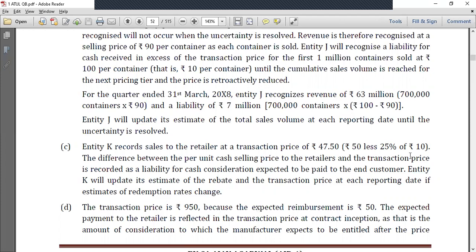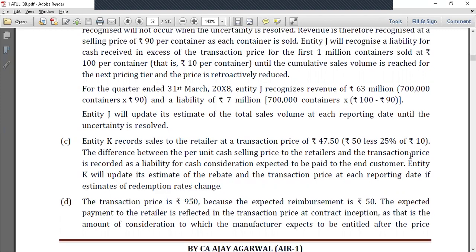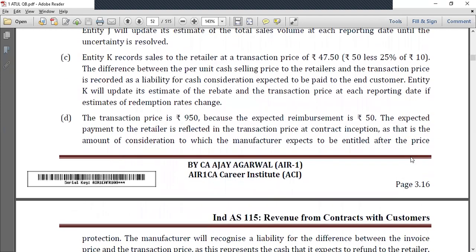50 minus, it is rebate, that is 10 rupees rebate, only 25% redemption will be done. So you are subtracting from the total revenue. So the difference between per unit cash selling price to the retailers and the transaction price will be recorded as a liability for the cash consideration that is expected to be paid to the end customer.